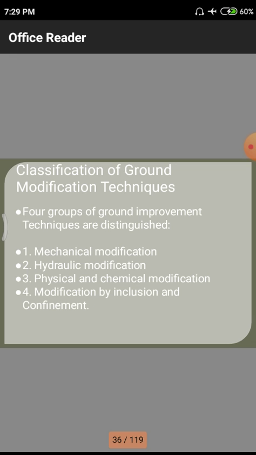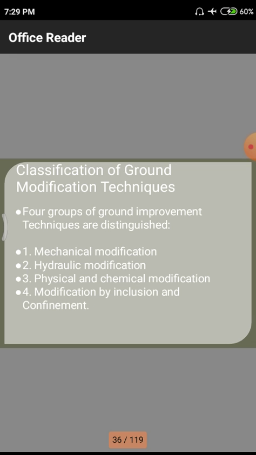Four groups of ground improvement techniques are distinguished. Distinguished means there may be a difference between these four methods. First one is mechanical modification. Normally mechanical is a word related to machines which are having moving capacity on the earth level. Those things are called machines. Normally car is a mechanical equipment, bike is also a mechanical equipment, fans and others, all those are moving on the earth level by using some sort of power.